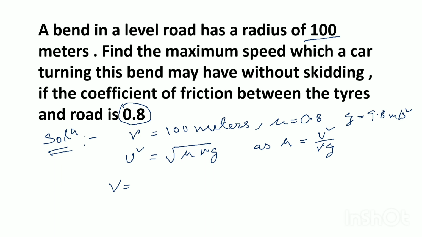Putting the values, v is root over 0.8 into 100 into 9.8, which is equal to 28 meter per second.